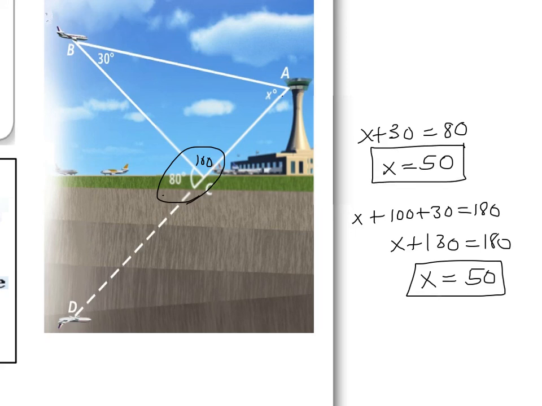So we went through the examples talking about the triangle exterior angle theorem.